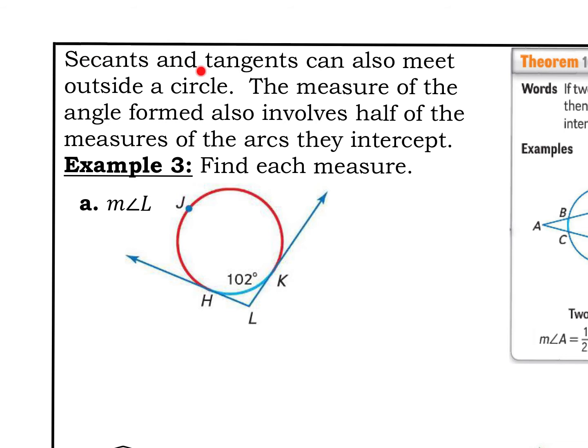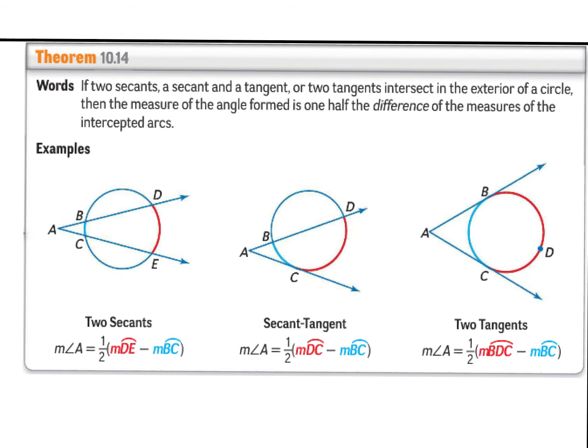Next, I have secants and tangents can also meet outside a circle. The measure of the angle formed also involves half of the measures of the arcs they intercept. So, in Theorem 10.14, it says, if two secants, a secant and a tangent, or two tangents, intersect in the exterior of a circle, then the measure of the angle formed is 1/2 the difference of the measures of the intercepted arcs. So in these three examples, I have the measure of angle A is 1/2 of arc DE minus arc BC. And that's when you have two secants intersecting outside a circle.